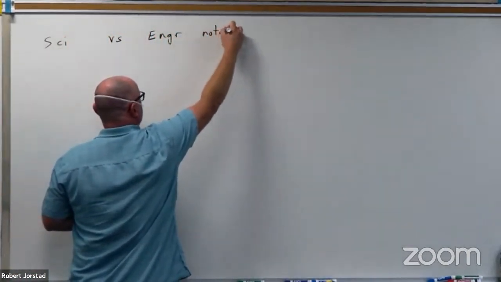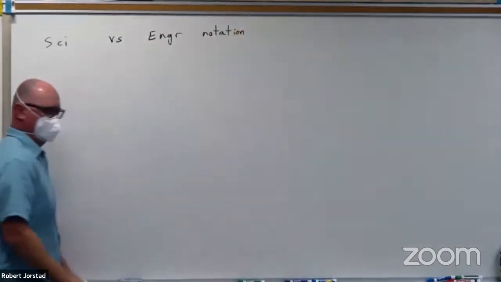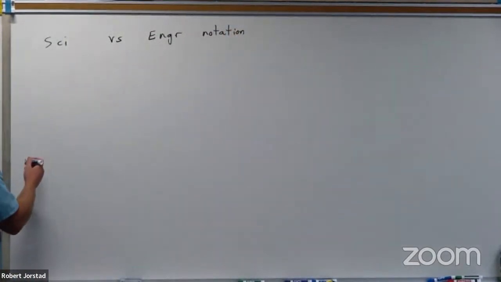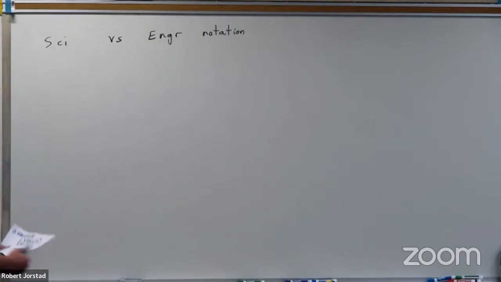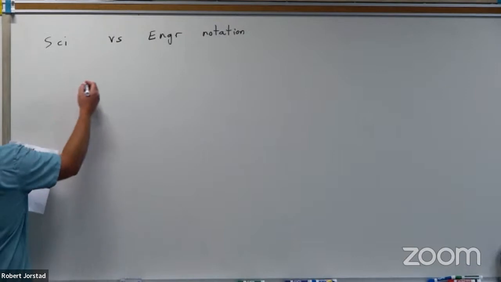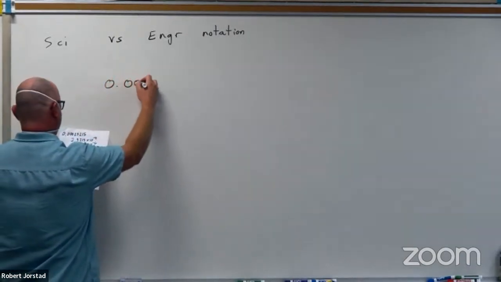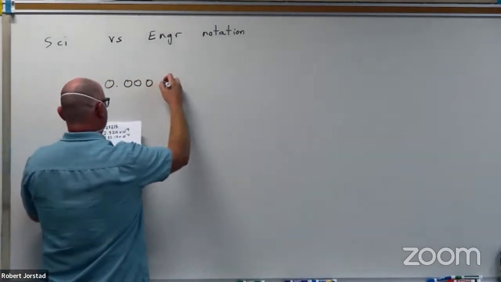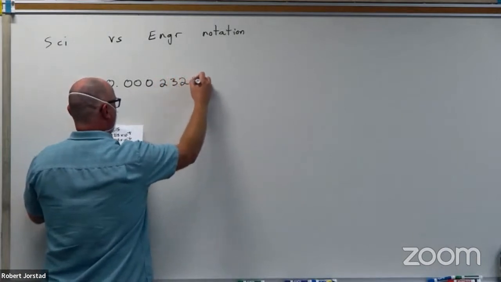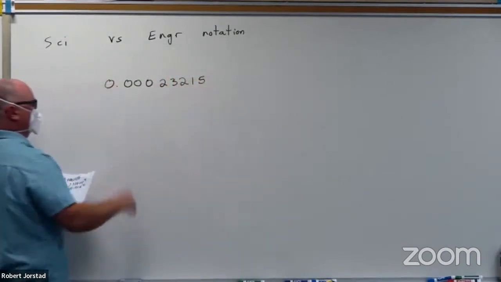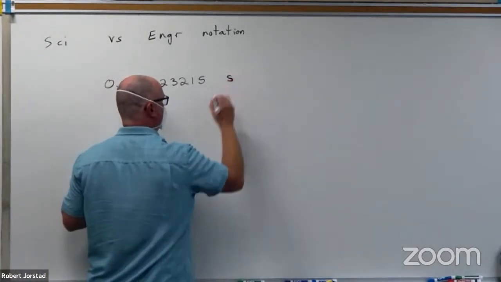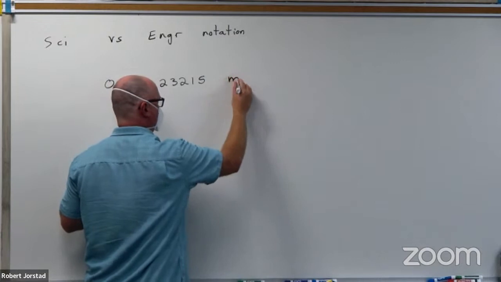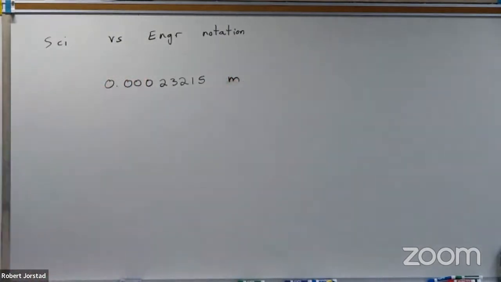They're a little bit different, okay? So scientific, let me give you an example here. I have a number here. This is one I wrote up. Let's say I have 0.000232215. And let's say this is seconds. Actually, how about meters? Let's just keep it easy. Meters right now. So there's a number I have with some units.